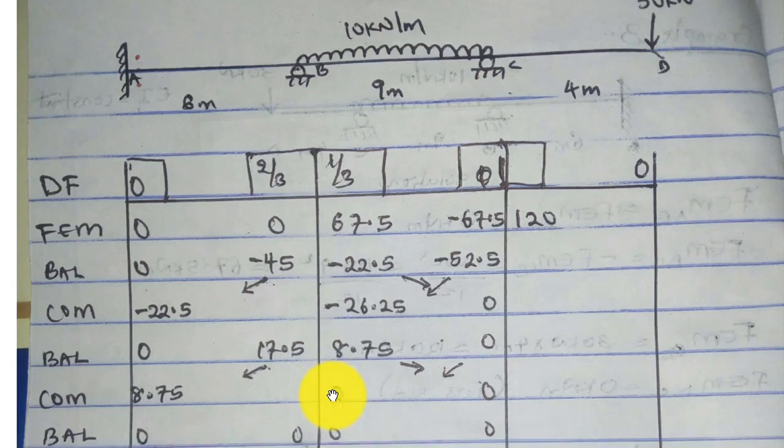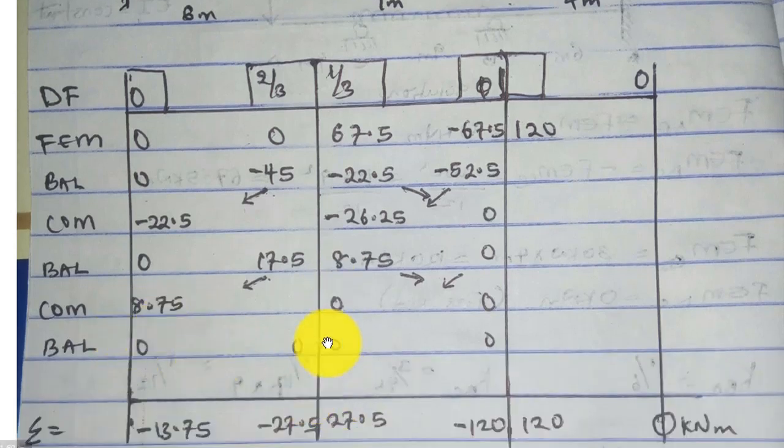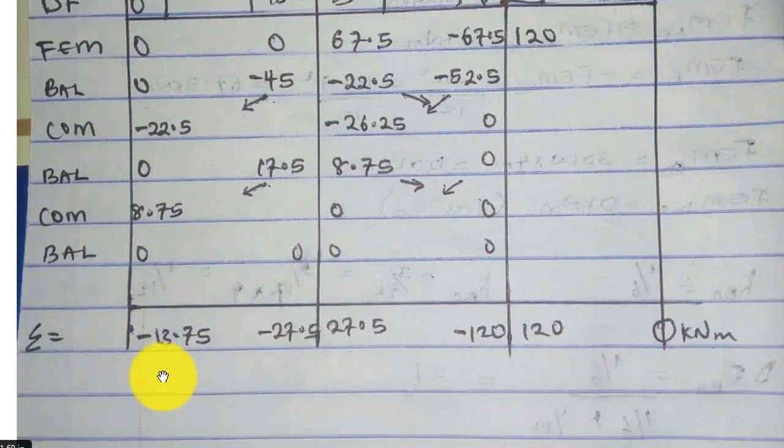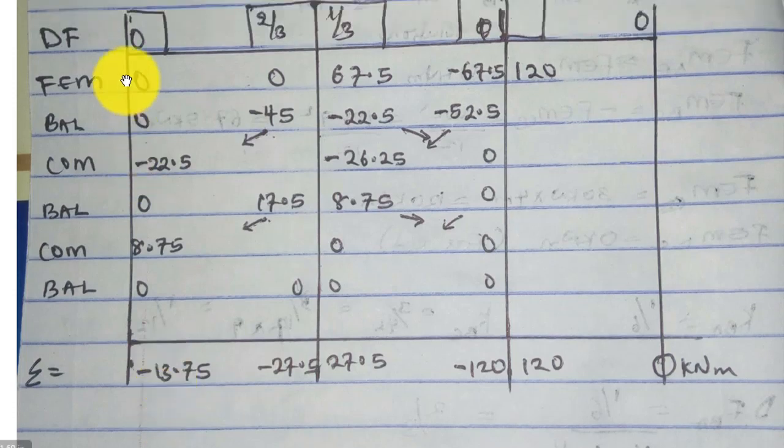So that's all. Then you balance. When you balance this, you have 0. All you have here is 0, so when you balance 0, you have 0, here is 0, so that's the last end. There's nothing else you can do here other than just balance it. So add everything: minus 25 plus 8.75, you have minus 13.75, minus 45 plus 17.5, you have minus 27.5. Add all these, you have 27.5, this minus this, you have minus 20. And from the beginning, you know this is 120.